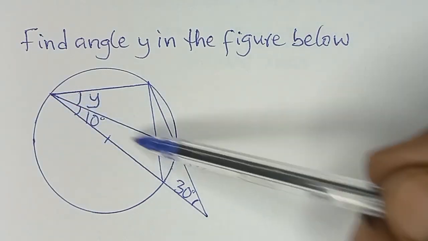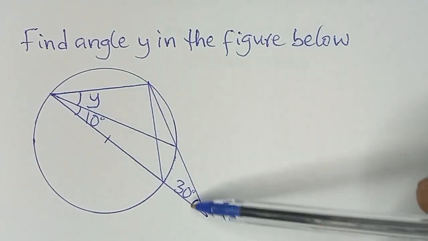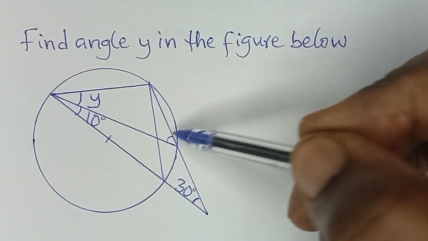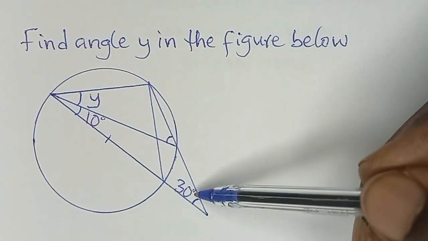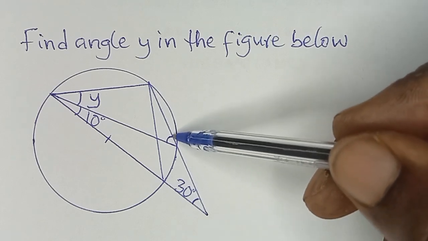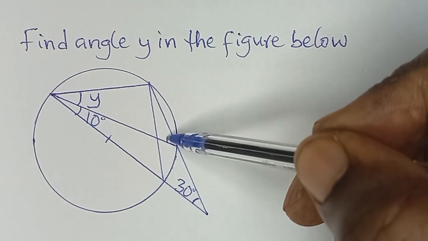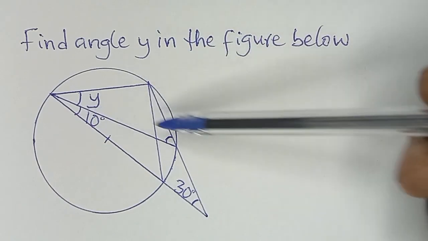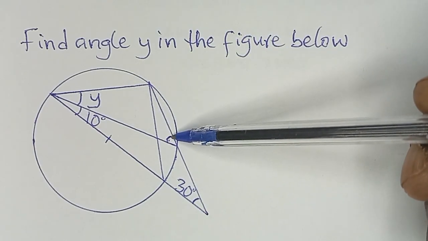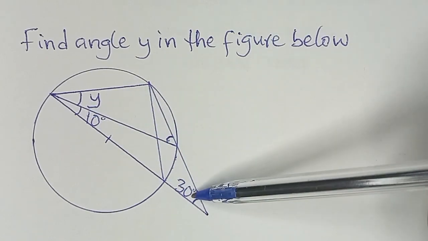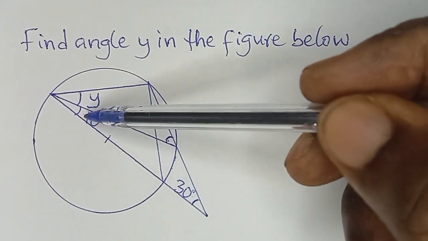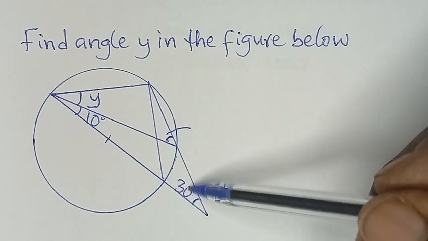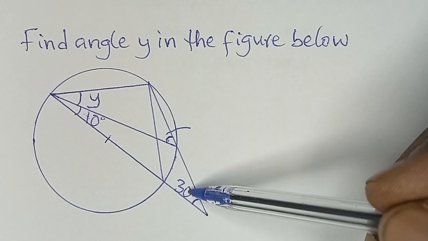So looking at this triangle, I have angle 10 and angle 30 degrees. And then I have this angle as an exterior angle of the triangle because one of the lines of the triangle is extended outward. So it forms this exterior angle. You agree with me that there's a theorem that says that the exterior angle of a triangle is equal to the sum of the two opposite interior angles. So that means this angle here will be equal to 30 plus 10.